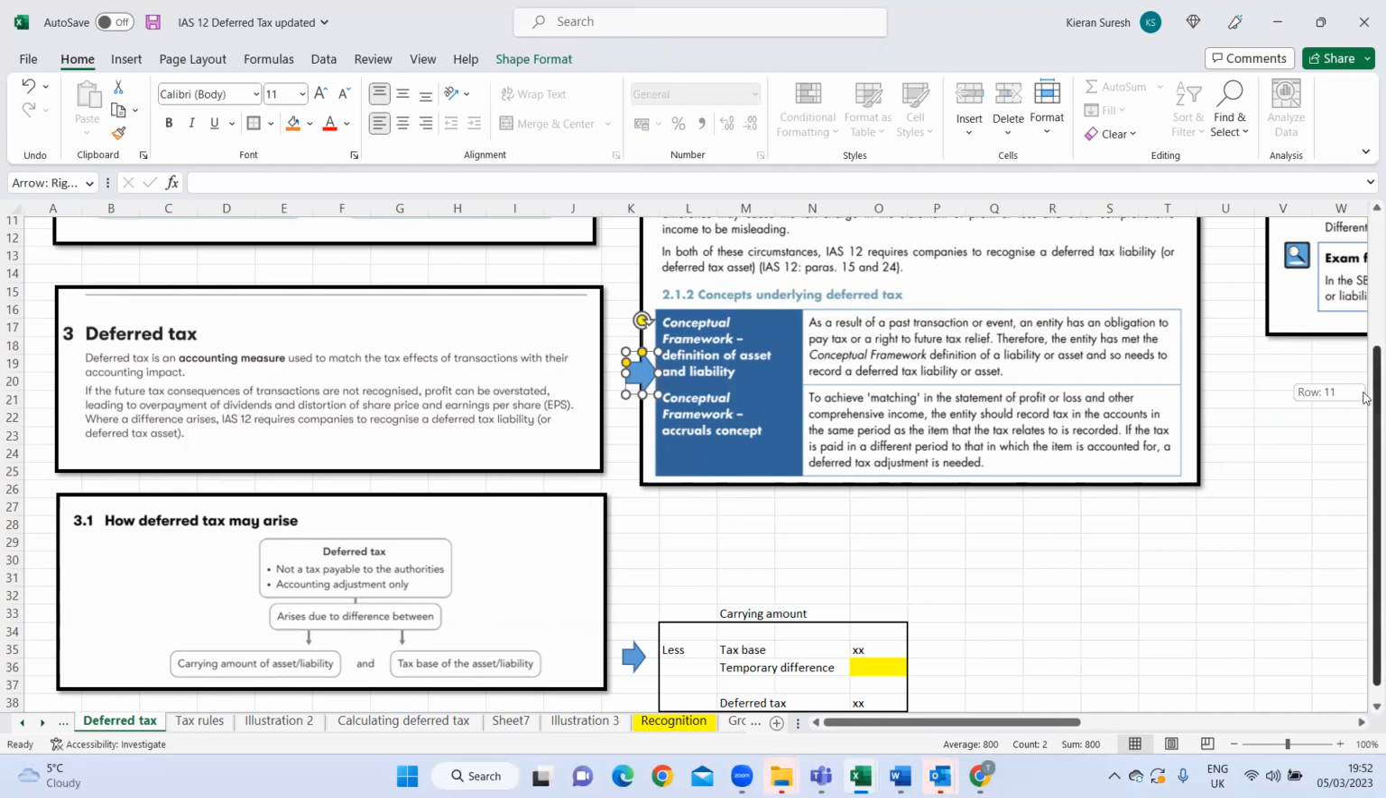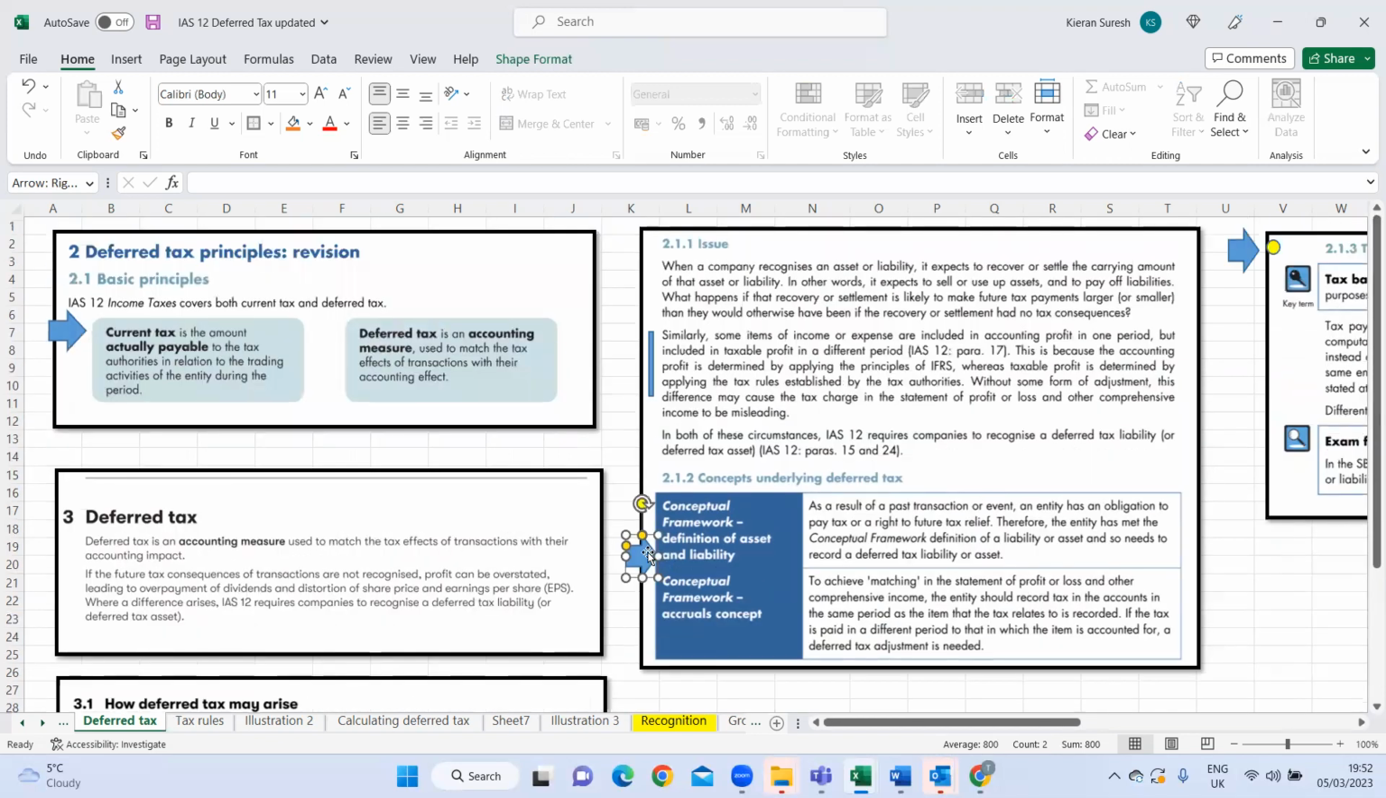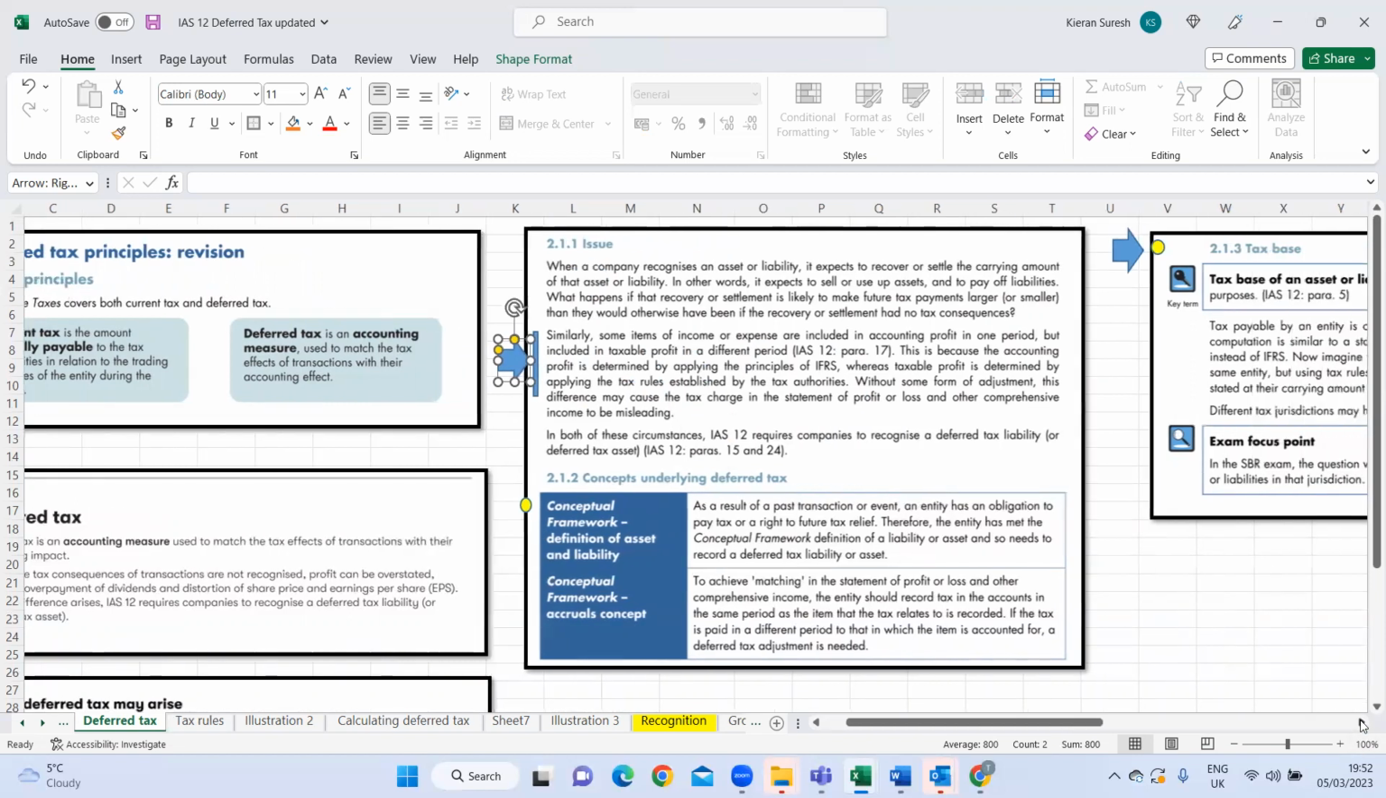So let's look at this paragraph here. In this paragraph, it clearly explains why we recognize deferred tax. For example, an asset that we may have recognized a value for in the books, but the tax authorities may not have attributed any value to. So that would create a deferred tax liability. Likewise, there are other reasons, for example certain expenditures, where accountants would follow IFRS and tax authorities would follow their own rules.